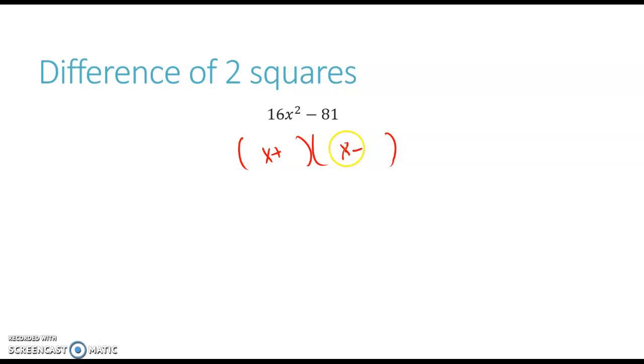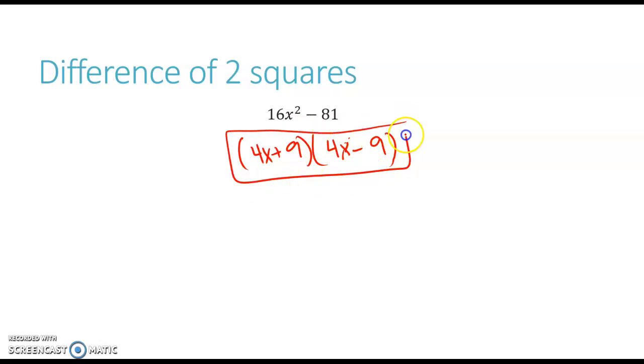Excuse my mess up over here as my pen's messing up on me. Square root of 16 is 4, so I have 4x for my front. And the square root of 81 is 9. So we have 4x plus 9 and 4x minus 9.